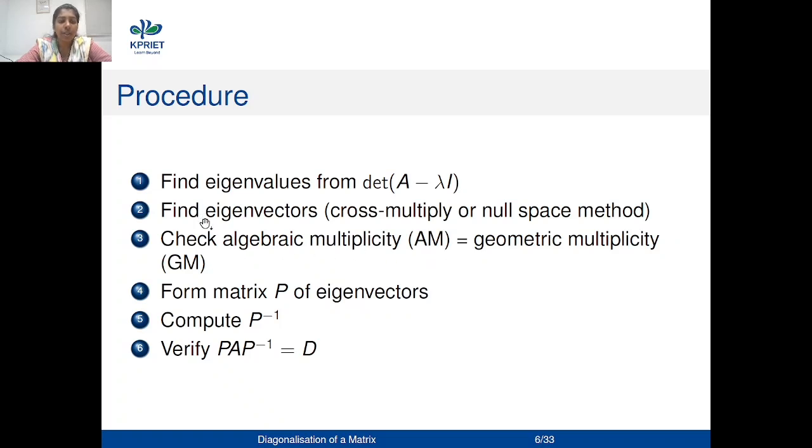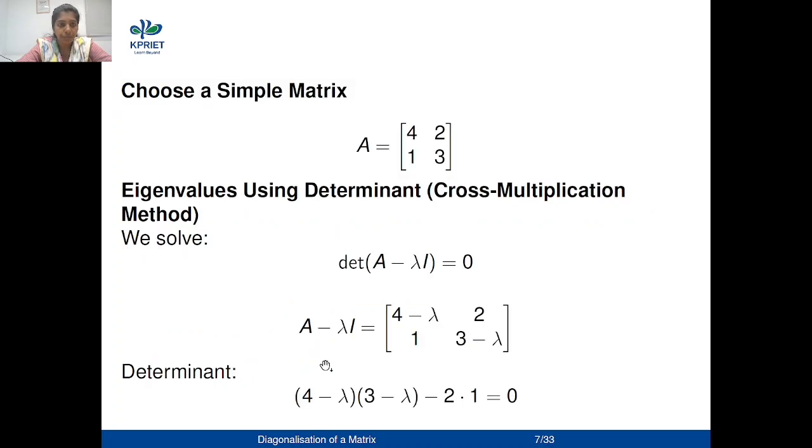Once these three steps have been done, we can find the diagonalization matrix P, where P is nothing but the column vectors, that is, the eigenvectors of the given eigenvalues. And after finding this matrix P, we have to compute the inverse of the matrix P, and we have to verify the expression P inverse A P, and it should be equal to D.